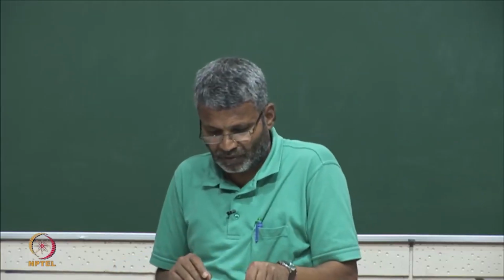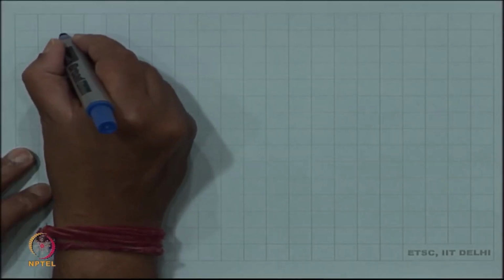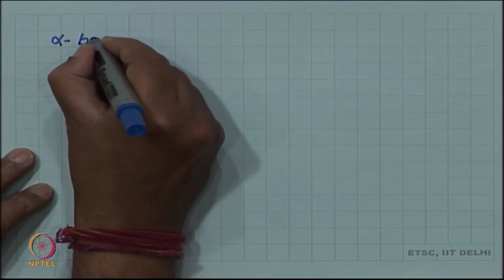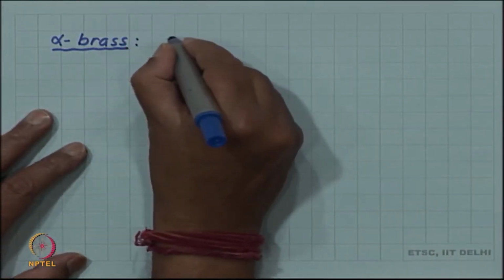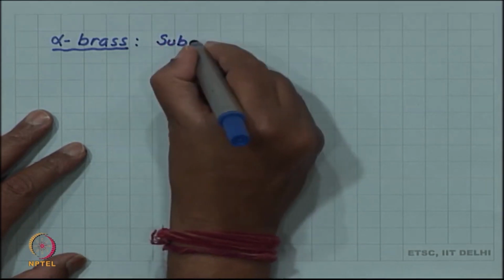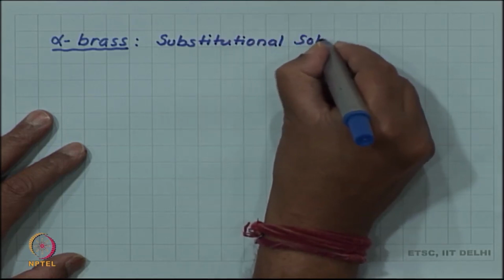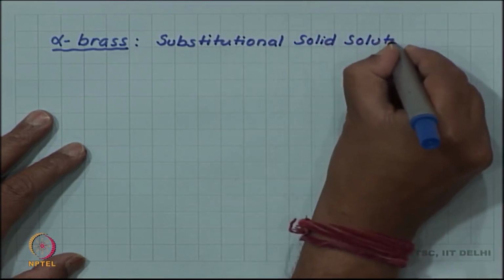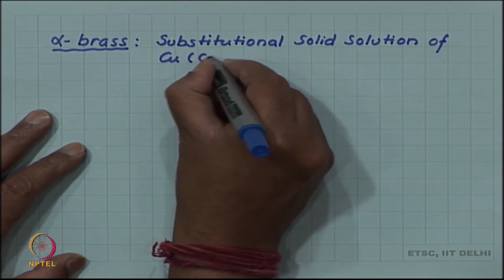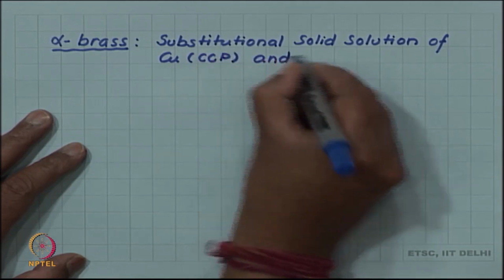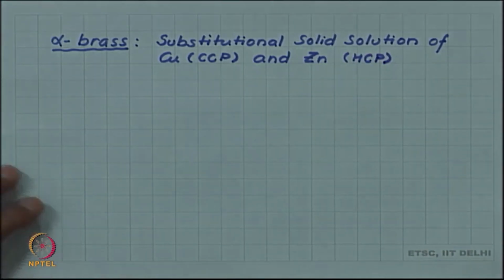Let us look at a 3D example of a substitutional solid solution also, and that example is that of alpha brass. So, let us look at alpha brass. Alpha brass is a substitutional solid solution of copper, which is cubic close packed, and zinc, which is hexagonal close packed.